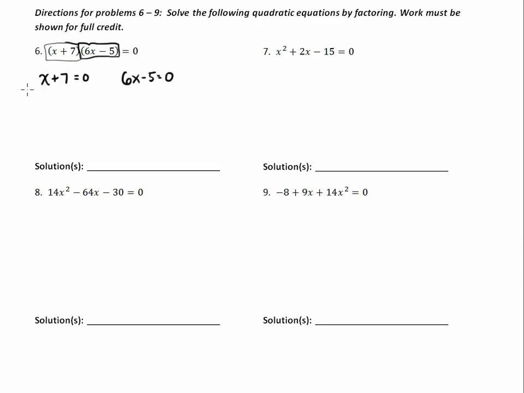So let's solve this guy. We're going to subtract 7 from both sides. We're going to get x is equal to negative 7. There's one of our solutions. And on this side, we're going to add 5 first. So 6x is equal to a positive 5. 0 plus 5 is 5. And this is 6 times x, so we're going to divide by 6. We get x is equal to 5 divided by 6. And there are two solutions: x equals negative 7, and x equals positive 5 over 6.